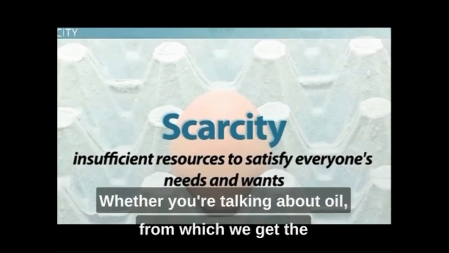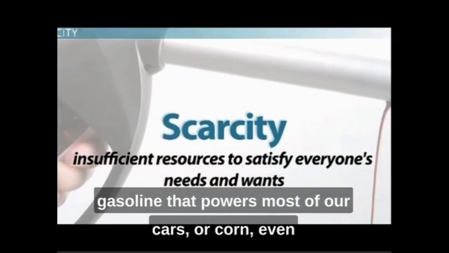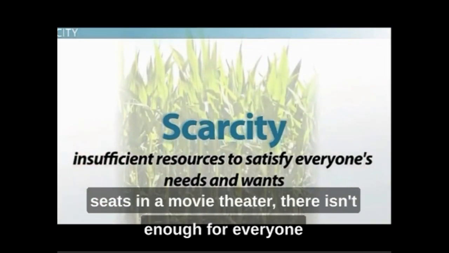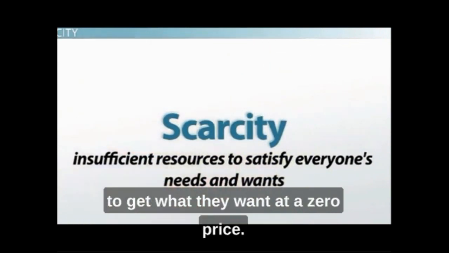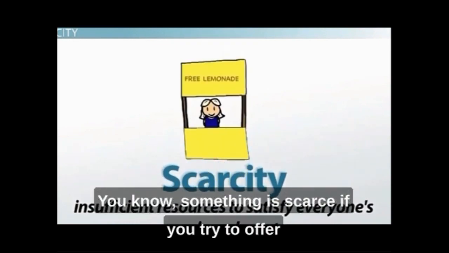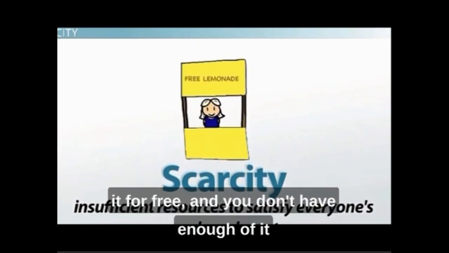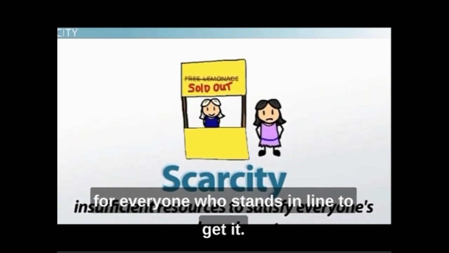And whether you're talking about oil, from which we get the gasoline that powers most of our cars, or corn, even seats in a movie theater, there isn't enough for everyone to get what they want at a zero price. You know something is scarce if you try to offer it for free and you don't have enough of it for everyone who stands in line to get it.